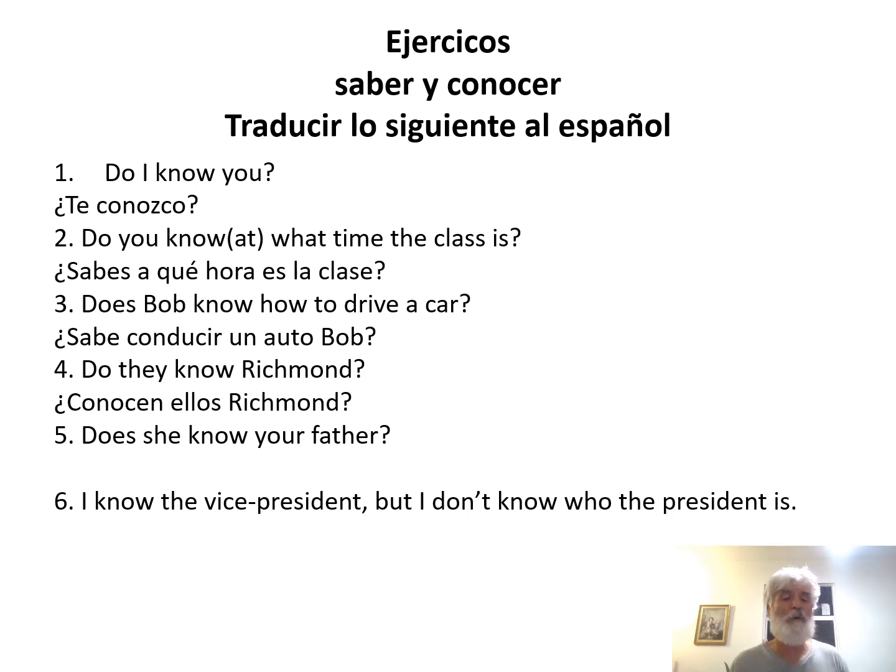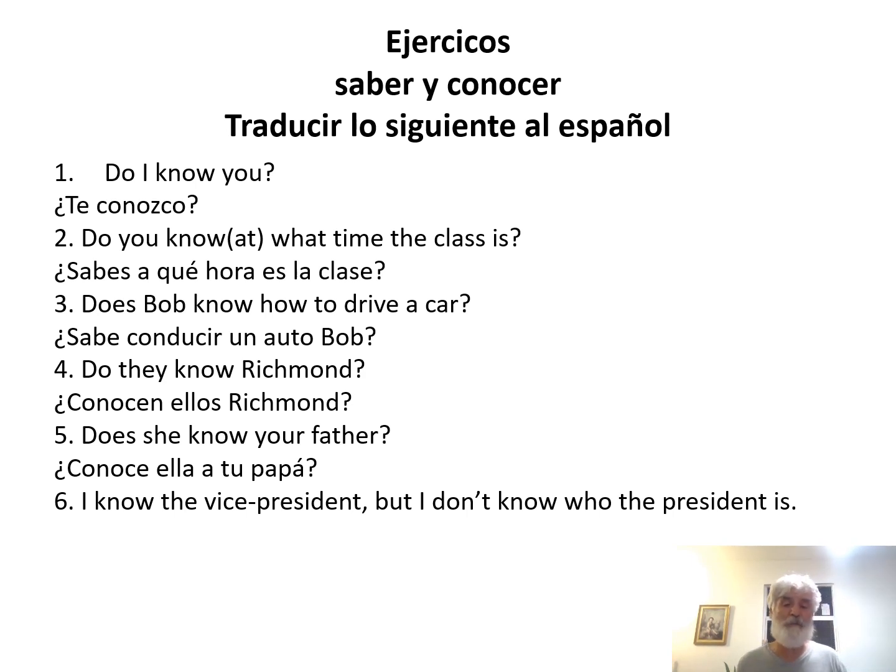And does she know your father? Does she know your mother, your sister? In other words, has she met them? Is she familiar with them? And so we use conoce. Conoce ella. Now, not tu papá, but a tu papá. Remember when we use conocer with a person, we have to put that personal a out in front of the reference to the person. Does she know Mary or does she know Bob? Conoce ella a Bob?